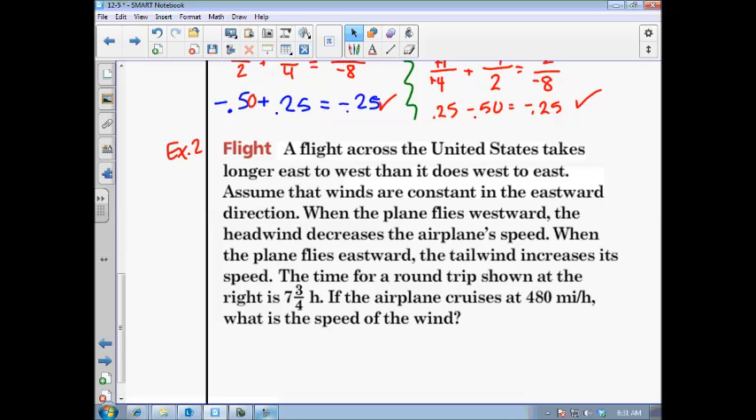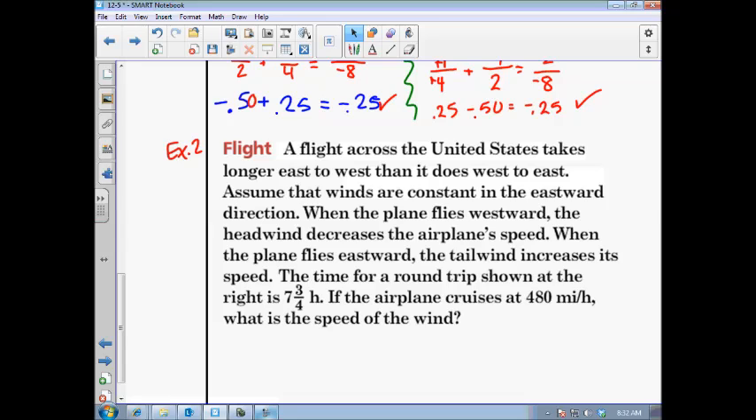Alright, when the plane flies eastward, the tailwind increases its speed. The time for a round trip shown at the right, and I'll show you the picture in a sec, is 7 3/4 hours. What's 3/4 in minutes? 45 minutes. Okay. 7 hours, 45 minutes. If the plane cruises at 480 miles per hour, what is the speed of the wind?